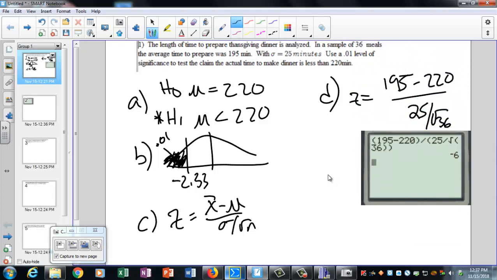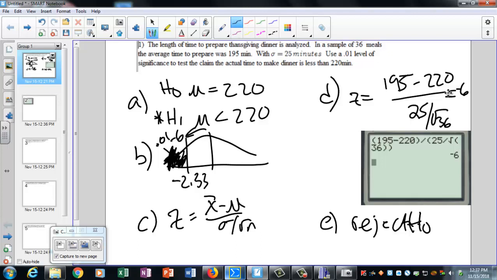Okay. Now, if this is negative 6, where does negative 6 fall on this graph? It falls here, yes? Negative 6 is well to the left of negative 2.33, right? So do you reject or fail to reject H0? You reject H0.